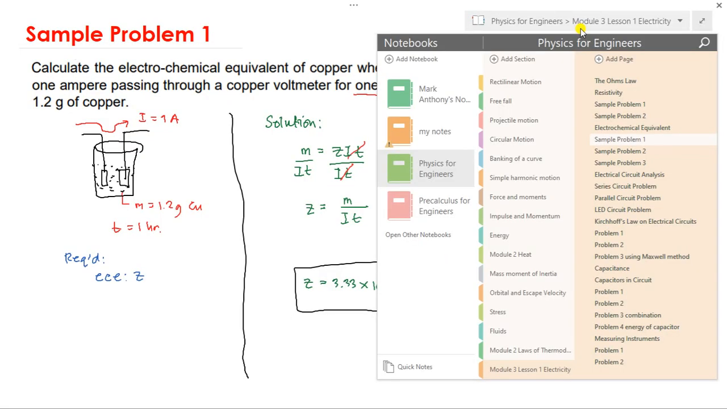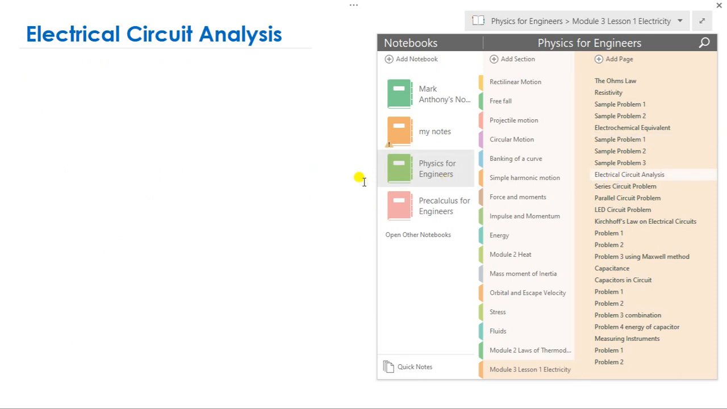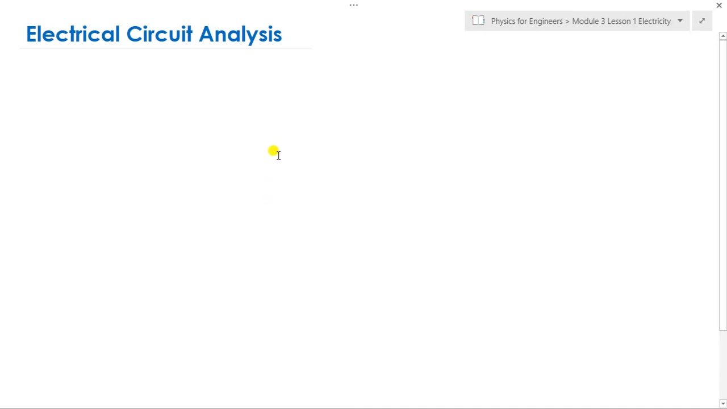So, let's proceed to electrical circuit analysis. For electrochemical equivalent, the formula is straightforward, and you can also read the formula again in the module, that is module 3, lesson 1.